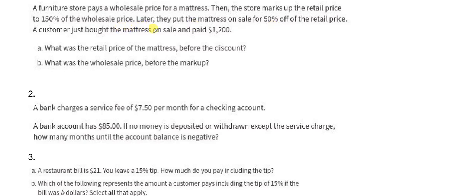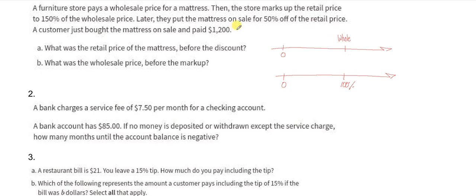A customer just bought the mattress on sale and paid $1,200. Okay, so we got a lot going on here. Let's double number line this so we can be on the same page. So we have our double number line, which I'm going to draw here, and 0. Put 100% here because we got to go over it some, and then we'll put an unknown. The 100% would be what it was in the first place, which I guess would be our wholesale. So that's our wholesale. We don't know that right now.